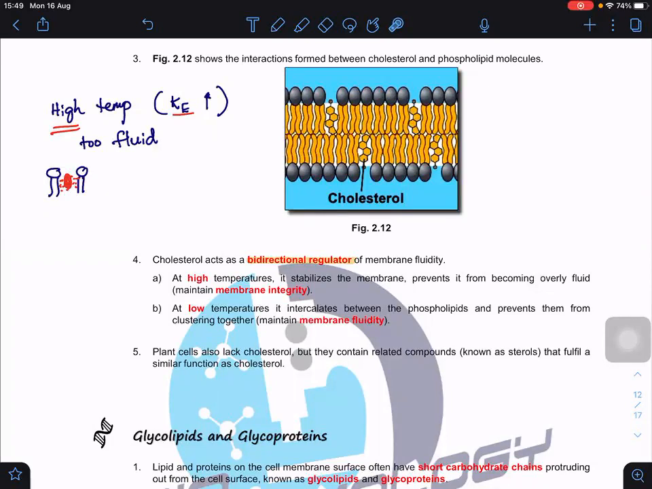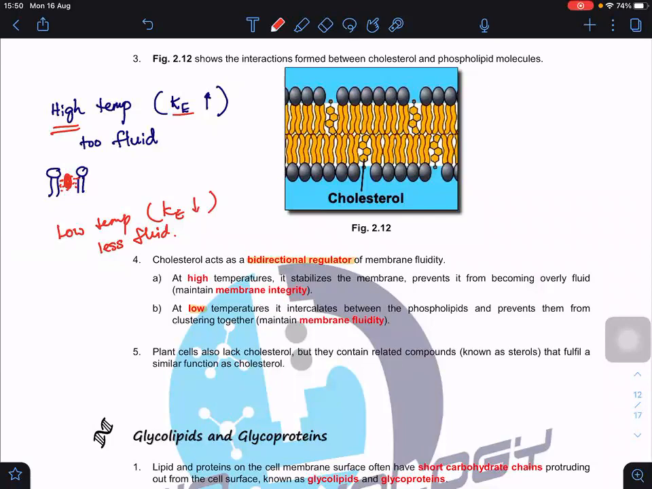Are you clear? But at the same time, when the temperature is low, what does lower temperature indicate? Kinetic energy is low. When kinetic energy is low, the membrane is less fluid, and that's bad. Too viscous is very, very bad. Why? Diffusion can't take place, right? Because the vibrations of the molecules actually help us to have diffusion. But without the vibration or with very little vibration, diffusion can't take place at a high rate.